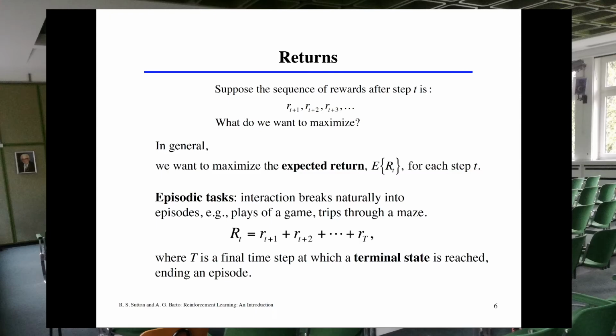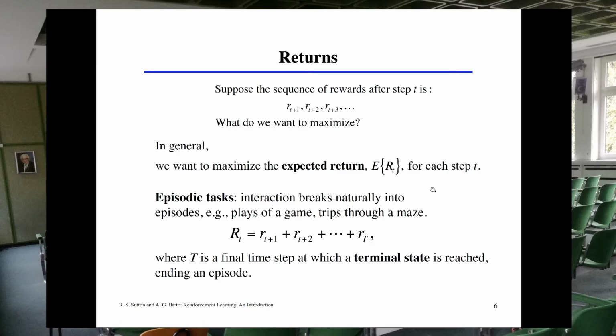Returns. The return, in a few words, is just the sum of the rewards that the agent gains. So we have been talking about rewards, like in this case, a reward obtained in time step t+1, the reward in time step t+2, and so on. What we want our agent to do is to maximize these amounts of rewards. In general, we want to maximize the expected return. We will write this as the expected return, big R, for each step t.